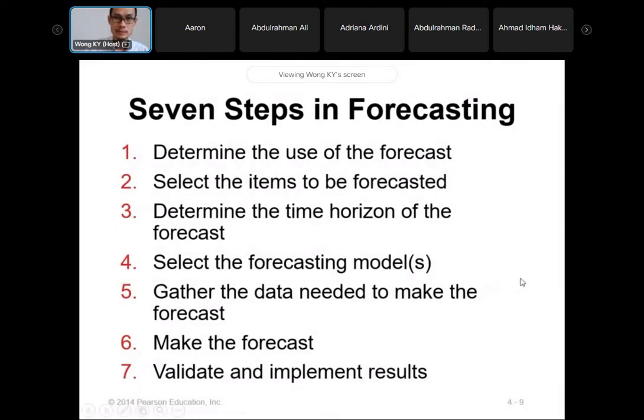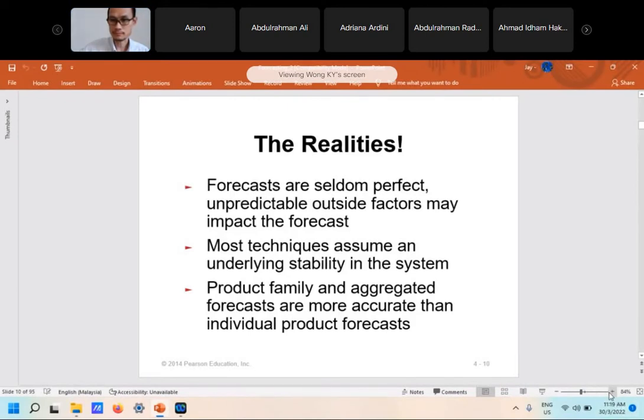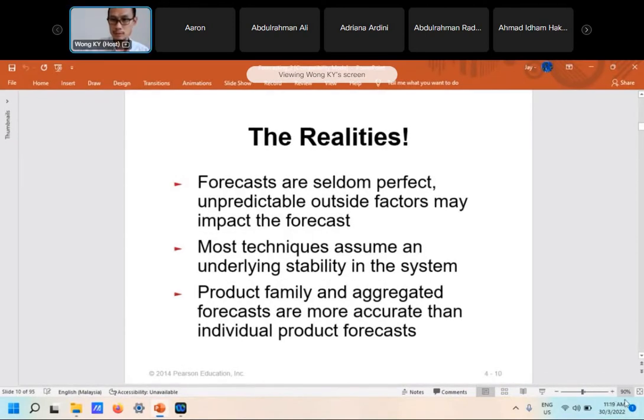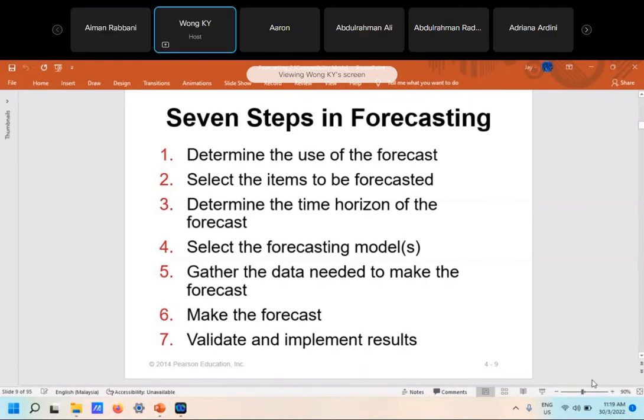Okay, next steps in doing forecasting. The first two steps. If I don't put slideshow, can you all see clearly? Yes, sir. You can still see clearly? Yes. Okay, I think better like this.